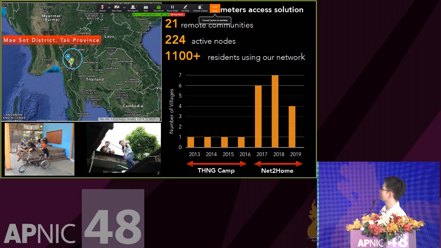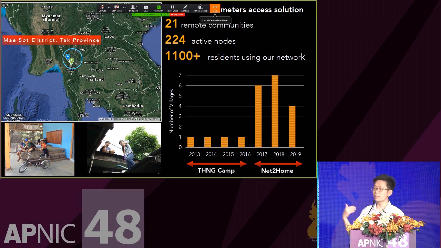Let me give a bit of introduction. I think all of you attended the keynote session, right? Professor Kanchana also mentioned our project, which is called TakNet, a net to homes. This project started in 2013. The concept is that we try to provide a last-mile access solution to provide internet connectivity to people who live in rural areas at an affordable cost.